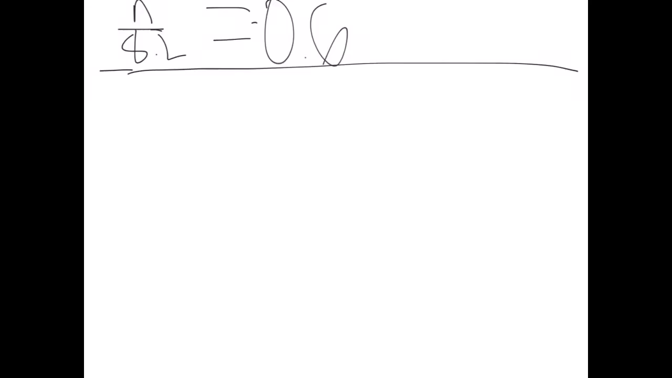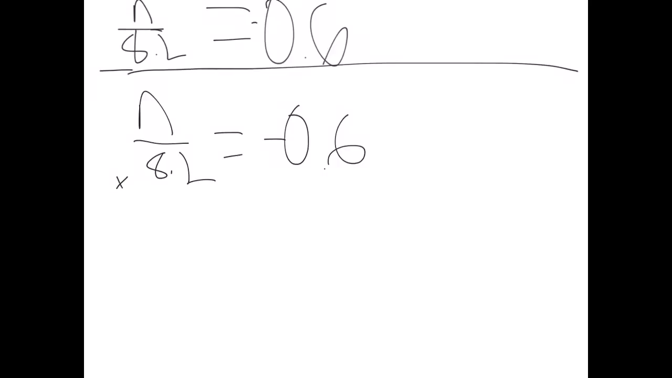Negative 8.2 equals not negative 0.6. So you're going to do the opposite of division, which is multiplication. And here, same thing. Or 8.2. Cross these out, and then you can put it on the column.